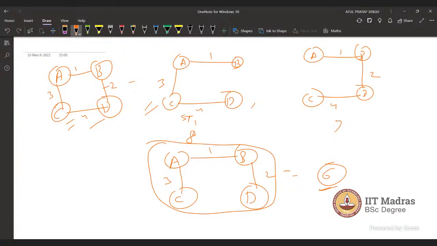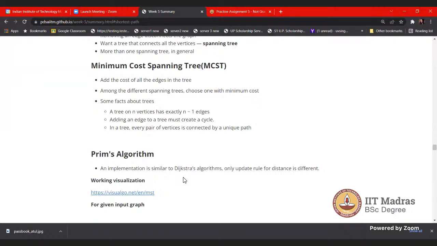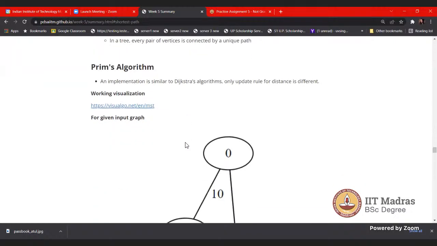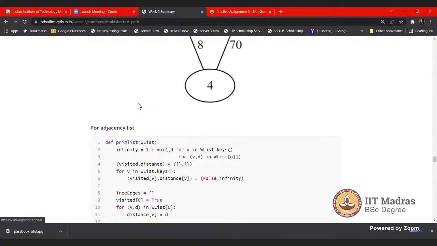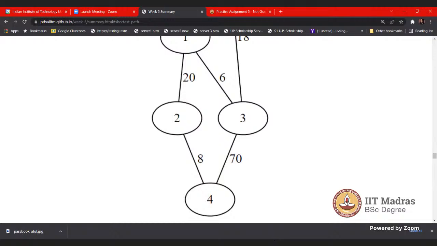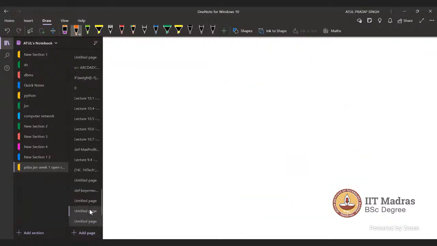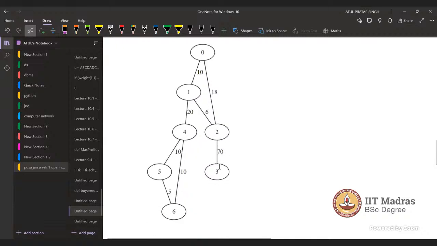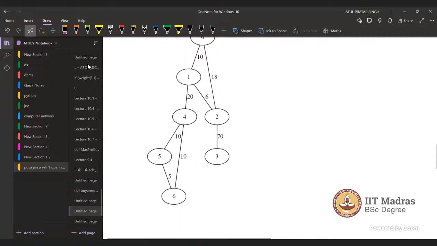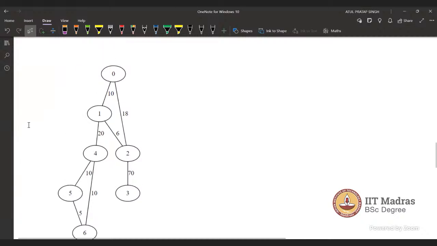Now we have two algorithms to find the minimum cost spanning tree. One is Prim's algorithm and the second is Kruskal's algorithm. How does Prim's algorithm work? Prim's algorithm is also similar to Dijkstra's algorithm. For example, if we have a graph and we are finding the minimum spanning tree for this graph, we can start from any node.